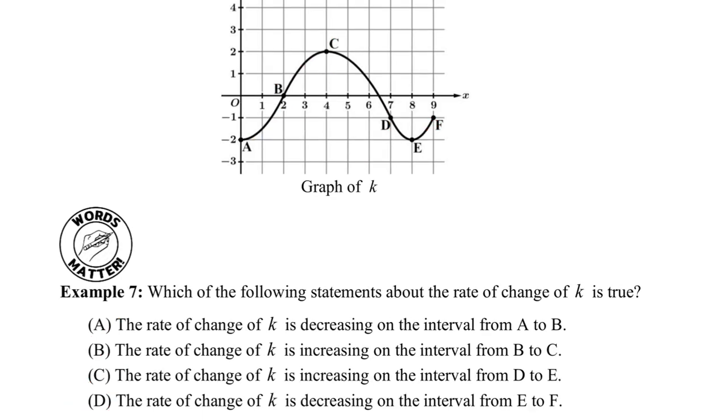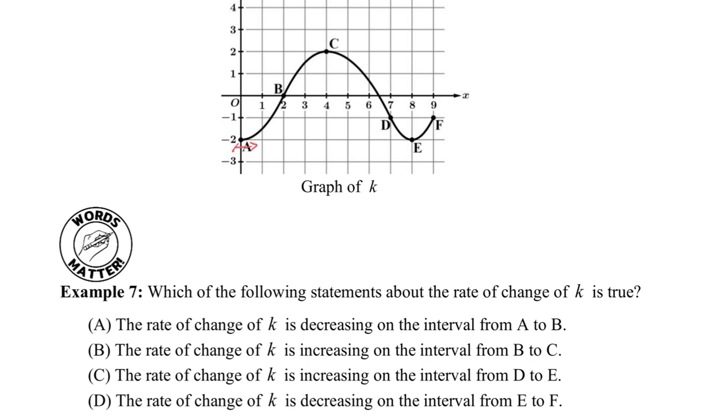All right, same graph, same type of question. It's asking which of the following is true. Make sure that you're reading these carefully, okay? Because each one of these changes a little bit. So the rate of change, or the slope, is decreasing, getting smaller, from the interval from A to B.